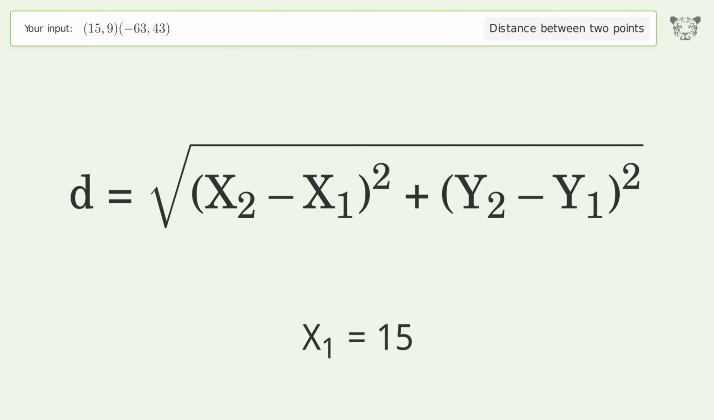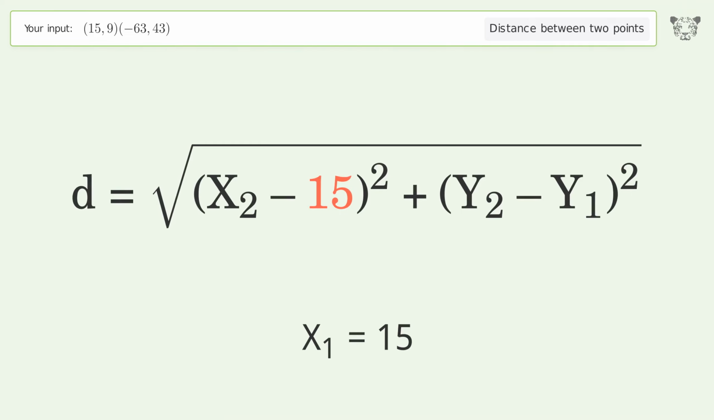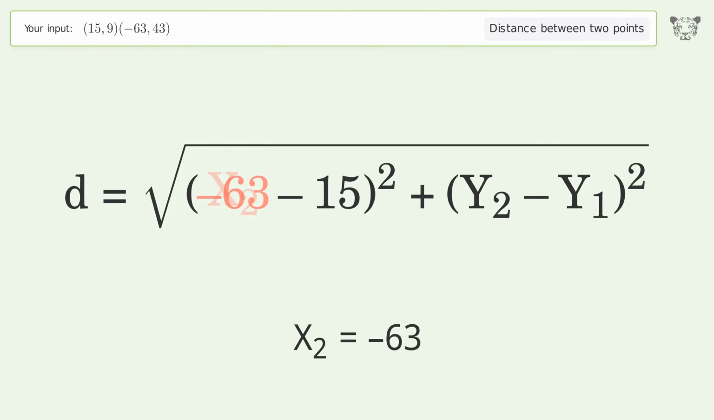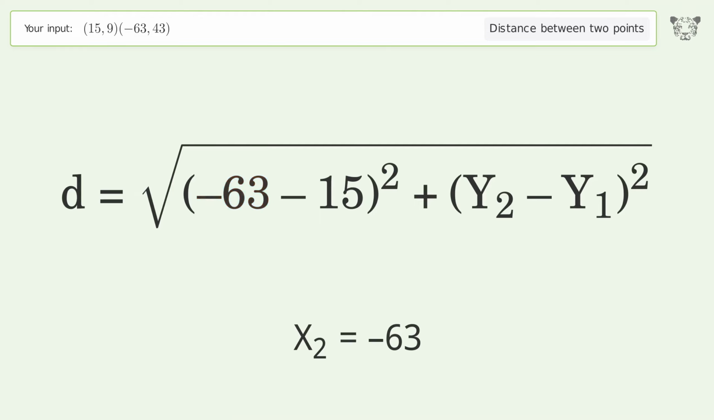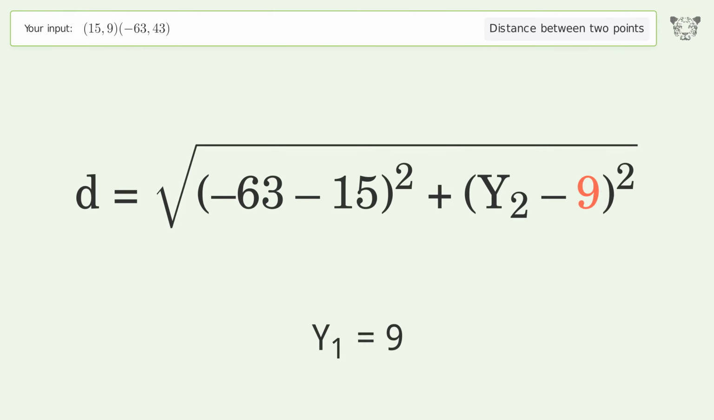x1 equals 15. x2 equals negative 63. y1 equals 9. y2 equals 43.